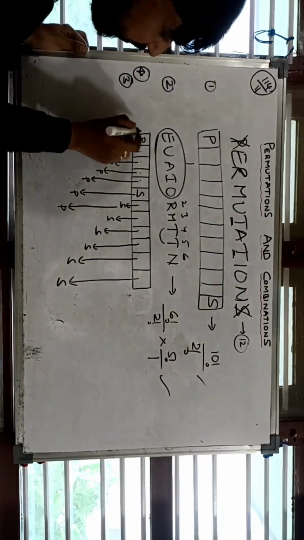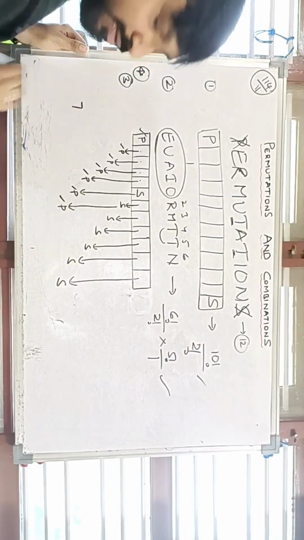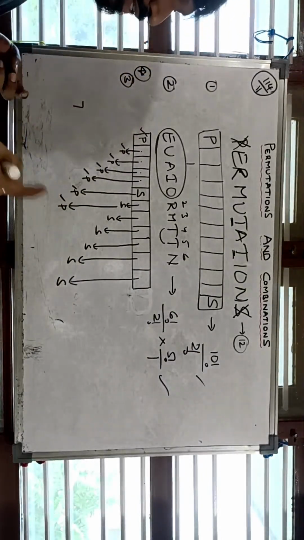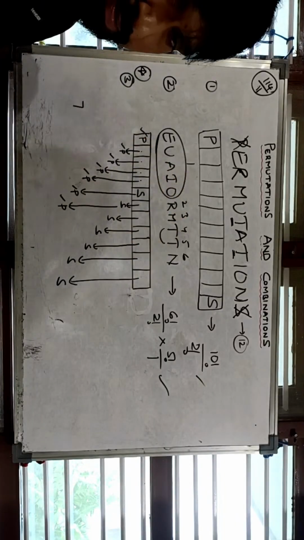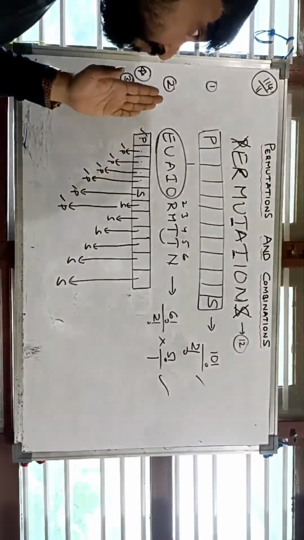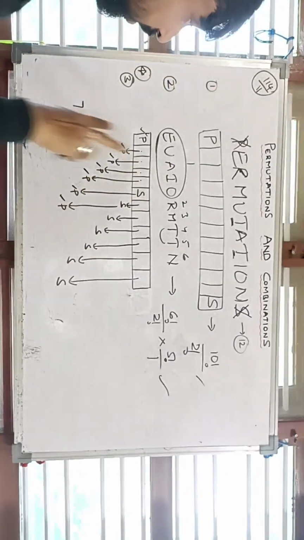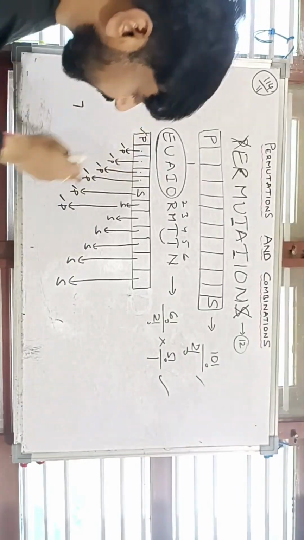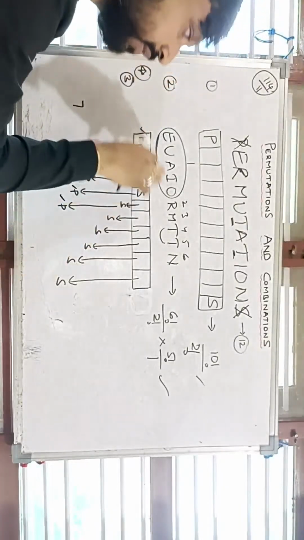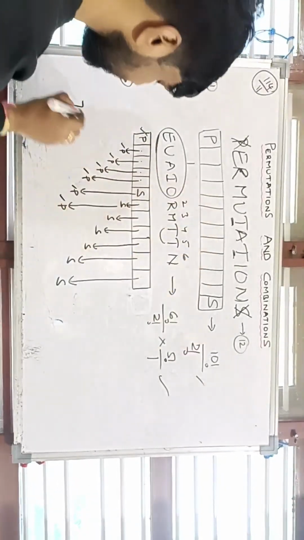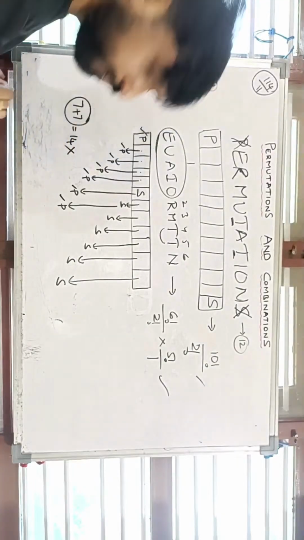So the total number of ways, how many? 1, 2, 3, 4, 5, 6, 7. 7 ways. But still there are more cases. They are not saying that P is in the first place and S is in the last place. Maybe S can be in place of P, and P in place of S. If you reverse these two, S comes here, P comes here, the SP combination also exists, with 4 letters gap in between. That is another 7 cases. 7 plus 7 is 14 cases.